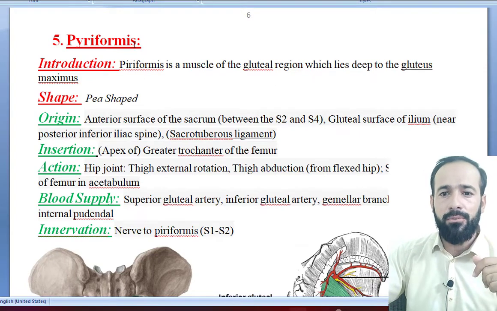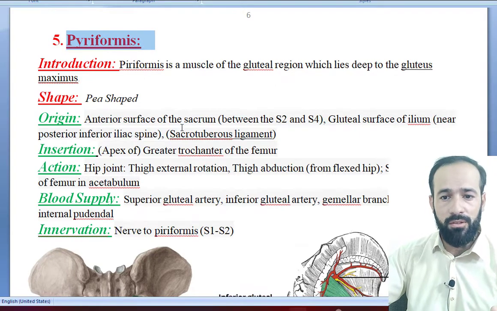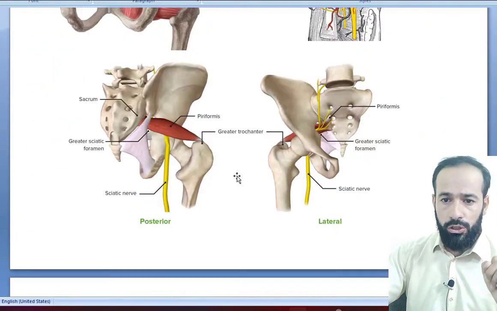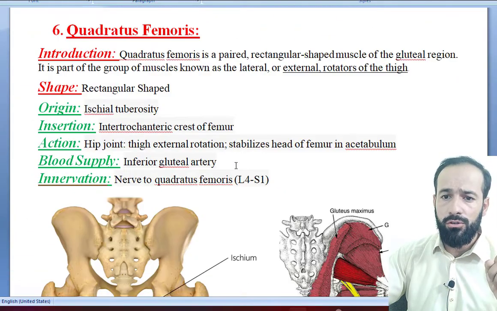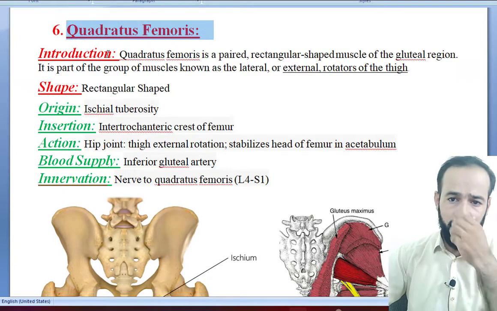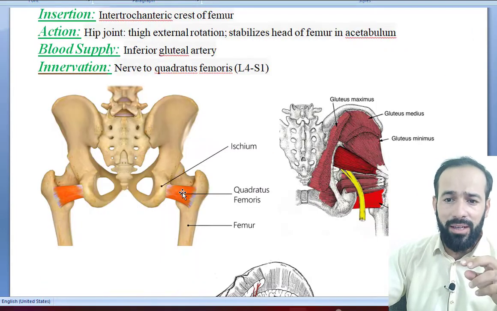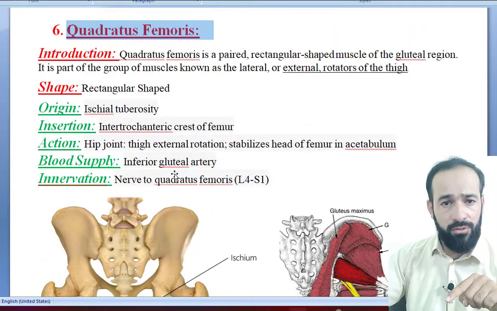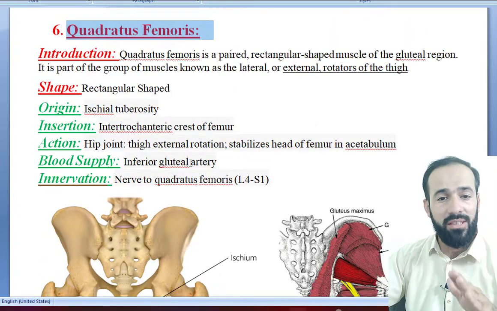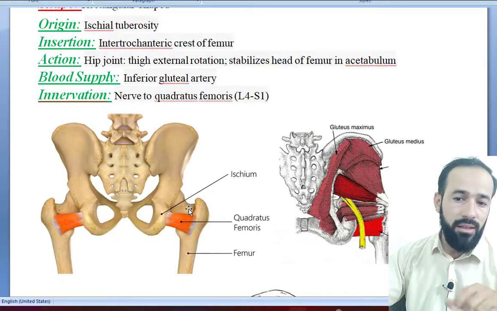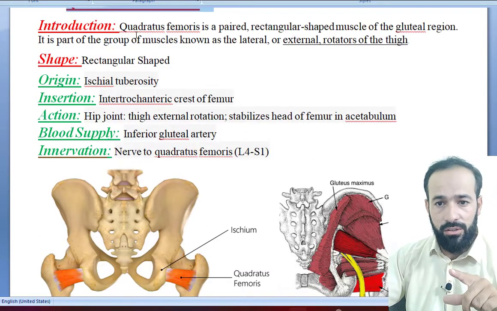In our previous lecture we had discussed the piriformis muscle, which is present in your gluteal region. Now let us discuss the quadratus femoris muscle. Quadratus femoris means it is a little bit quadrangular muscle. It is present in your femur region, that's why we call it quadratus femoris muscle, and it is also located in your gluteal region, right?